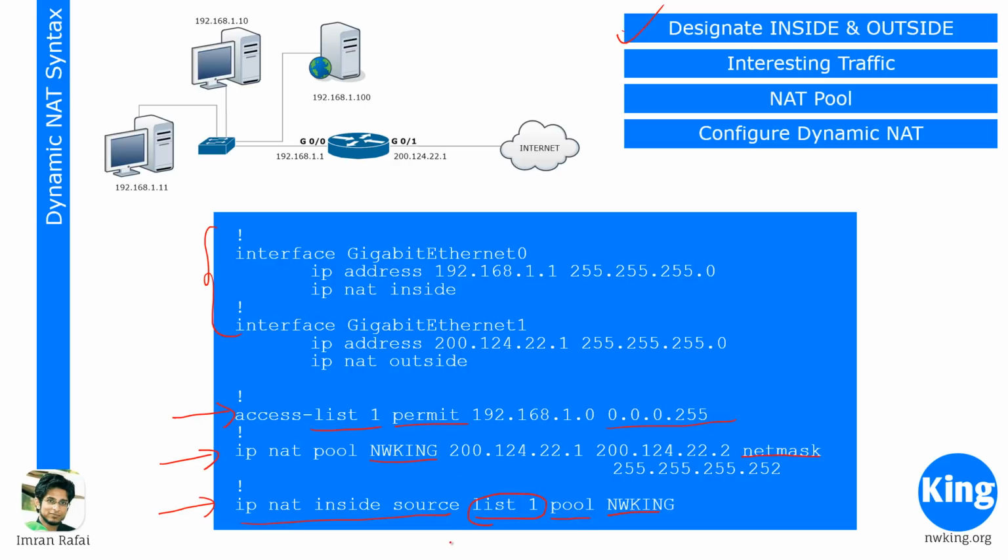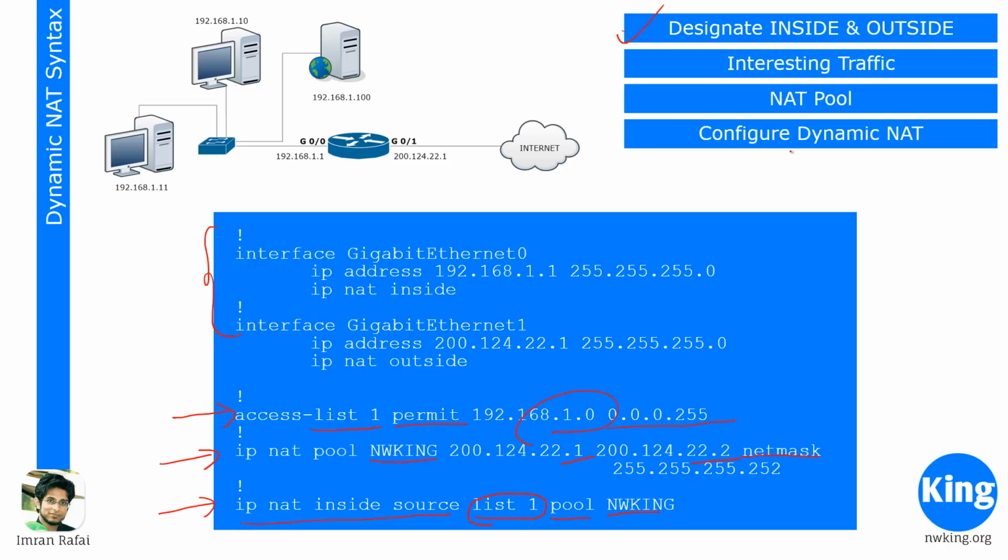So now anytime any traffic from this range, that is 254 hosts, wants to access the internet, only 2 devices will be able to go to the internet. The first device will take this IP address, the second device will take this IP address, the third device will have to wait until the NAT translation clears, and only then it will be able to access the internet.